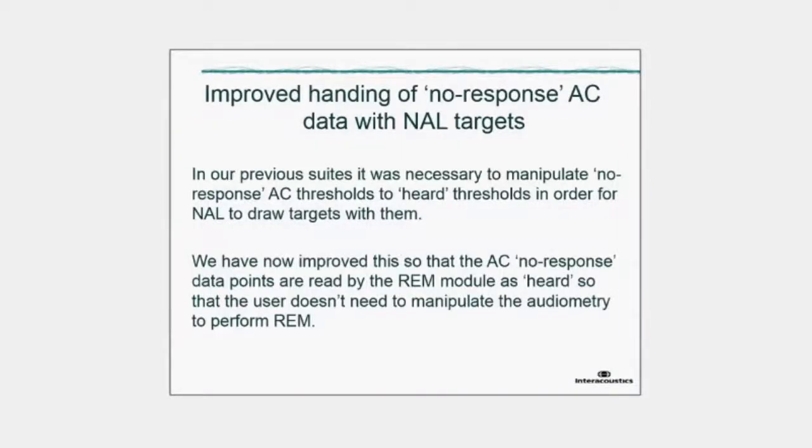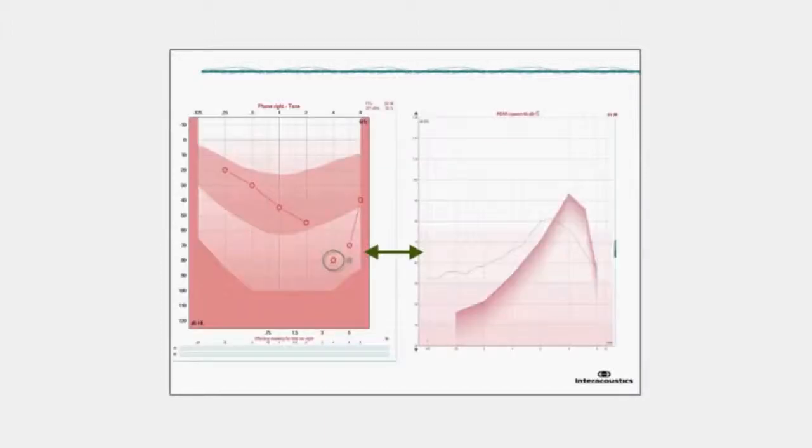Finally, we've improved handling of no response AC data for null targets. So in our previous suites, it was necessary to manipulate no response AC thresholds to heard thresholds in order for null fitting algorithms to draw the targets with them. And we've since improved this so that the AC no response data are read by the REM module as heard data. This removes the need of the user to change the audiometry and add extra sessions.